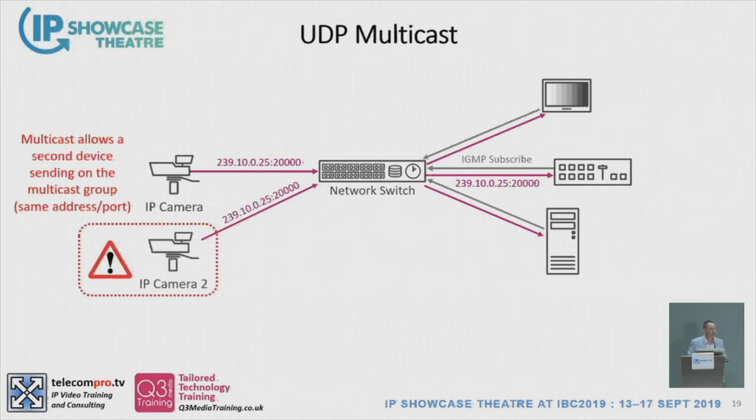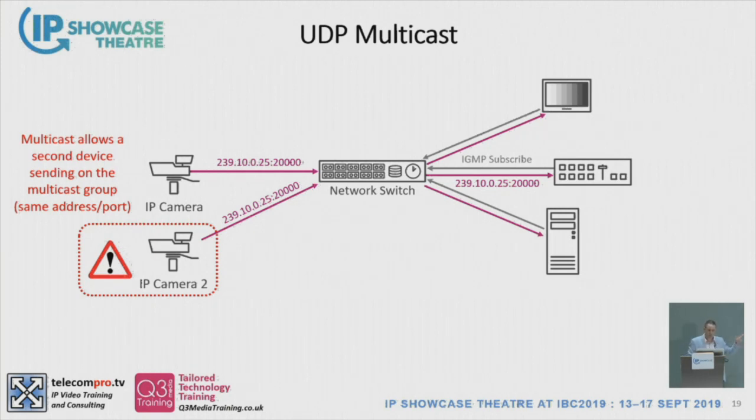However, with basic UDP multicast, you need to be aware it's not one-to-many, it actually supports many-to-many. So there's nothing inherently in the IP layer that stops another device, maybe a camera that's been in the maintenance department, from being plugged back into the network and sending onto the same multicast group. So you do have to take a bit of care with how you're using multicast.